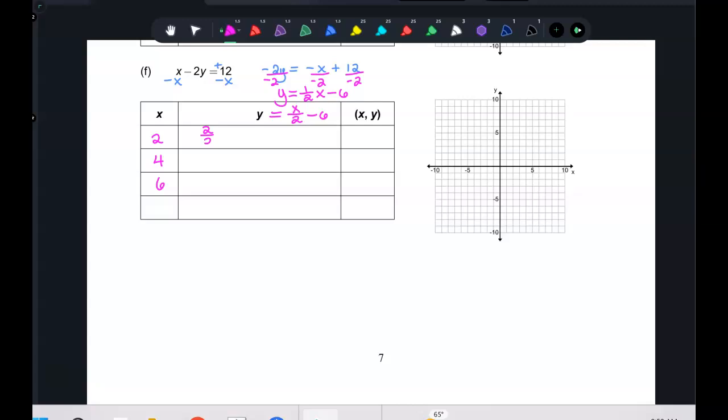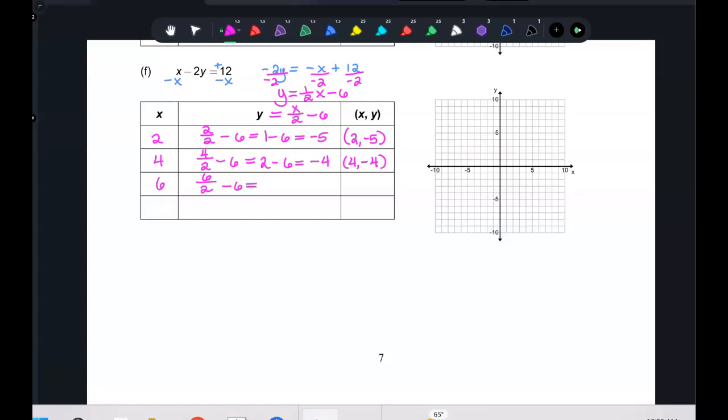Then I would have 2 over 2 minus 6. So that'll be 1 minus 6, which is negative 5. It doesn't matter if it's a half or divide by 2. Then it's 4 over 2 minus 6. 4 divided by 2 is 2. So 2 minus 6 is negative 4. And then the last one will be 6 divided by 2.